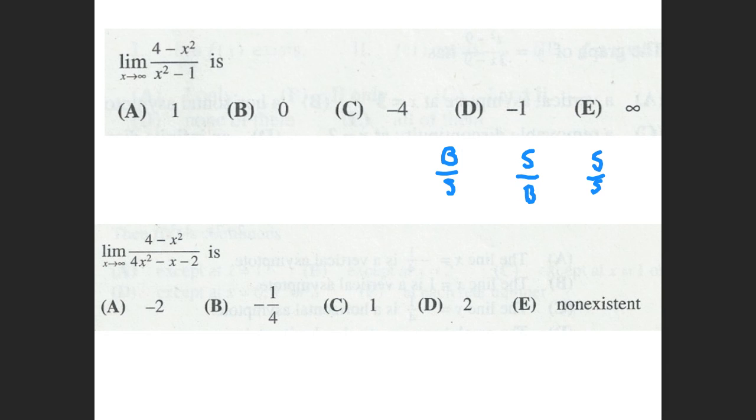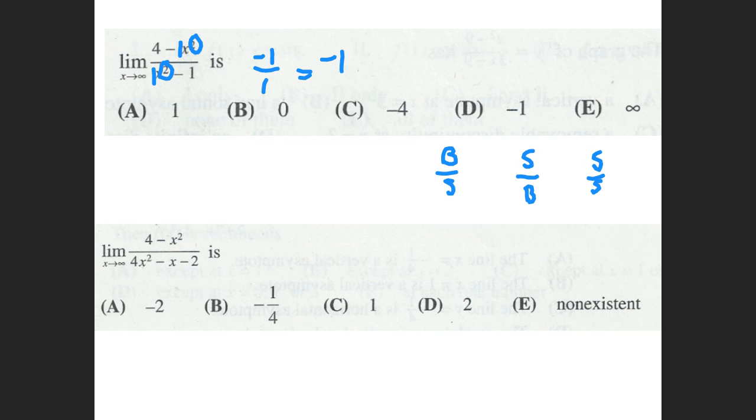So if we have the same powers, for example here we have x to the second as the highest power on top, x to the second as the power on bottom. So all we do is we take the coefficients in front, so that becomes -1 over, the coefficient here is 1, so -1 over 1 is just -1. That's it.